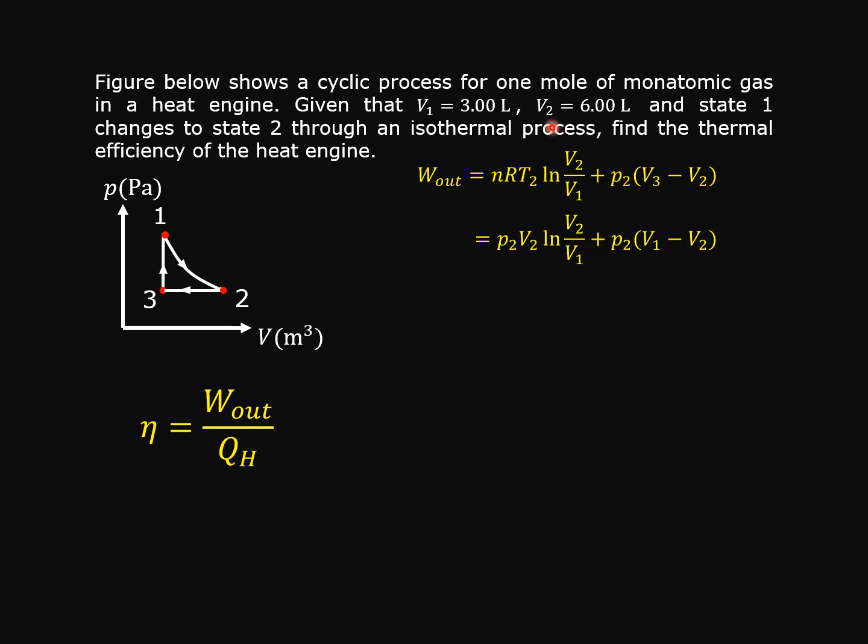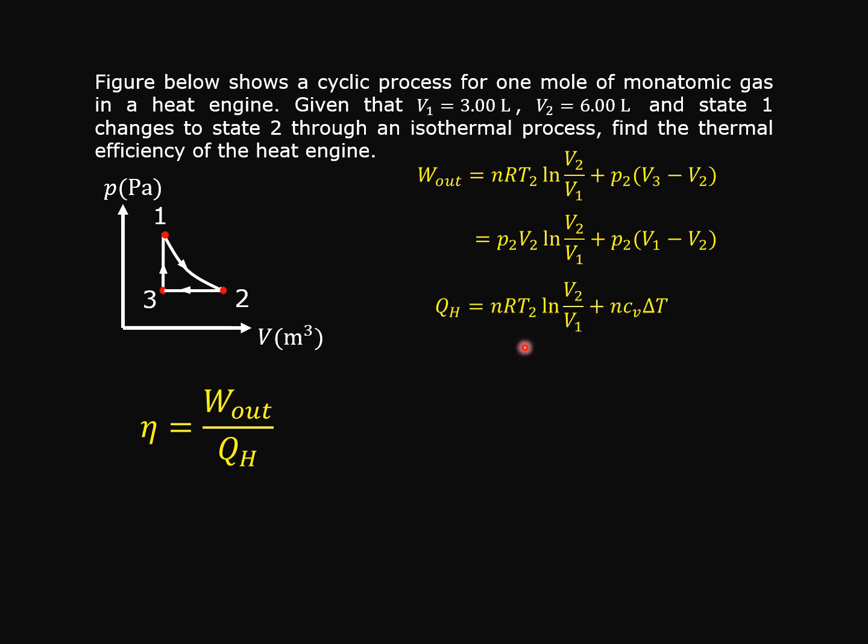The remaining symbols in this expression, apart from P2, are now all in terms of V1 or V2. Here we also already changed V3 into V1, since V1 and V3 are the same. The reason is that we know the values of V1 and V2 given in the questions. V1 is 3 liters and V2 is 6 liters.